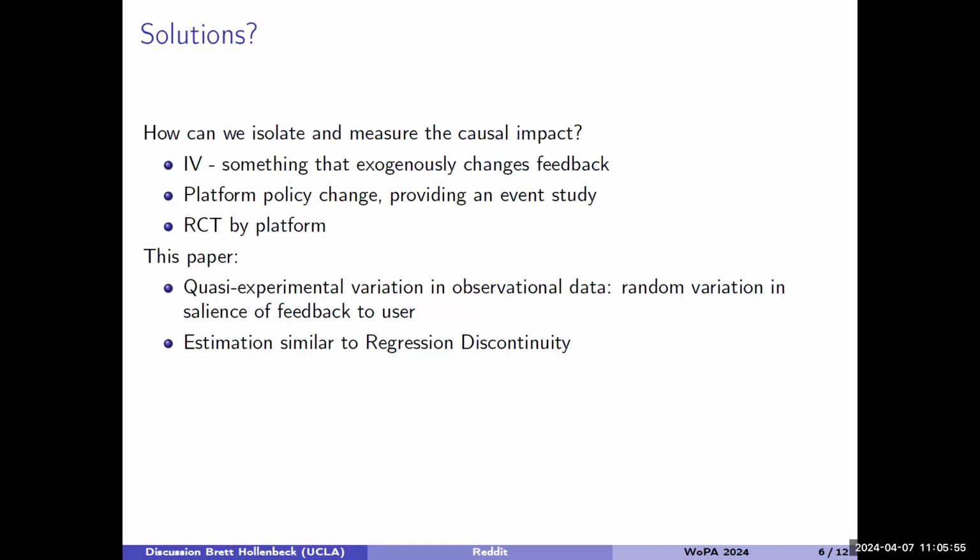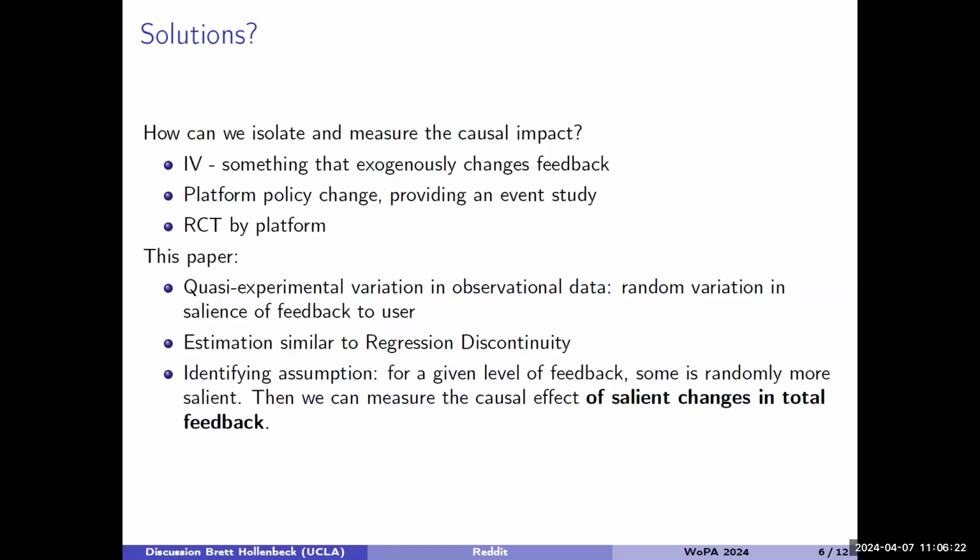And so this paper proposes a novel identification strategy, which is looking at quasi-experimental variation driven by random variation, not in feedback, but in salience of feedback. What's nice about this is the estimation is straightforward. It's basically just a regression discontinuity. It's similar to a lot of the regression discontinuity papers we've seen, and you can apply similar toolkits. But the assumption is that, conditional on a level of feedback, some of it is going to be randomly more salient than others because it forces this karma score to cross a left digit threshold. So we can measure the causal effect of feedback, but really of the salient changes in total feedback. We're measuring the causal effect of that salience.